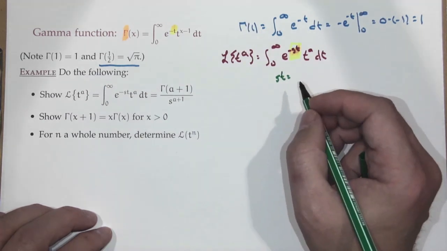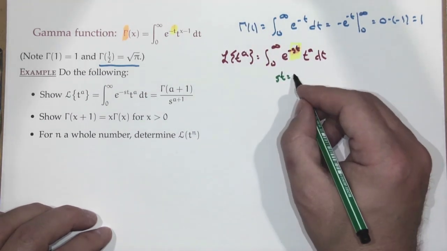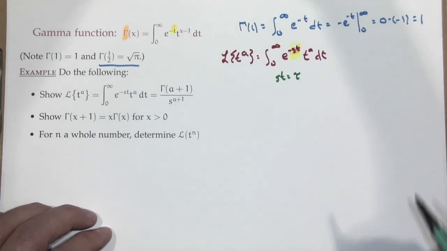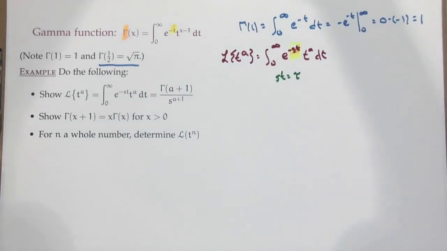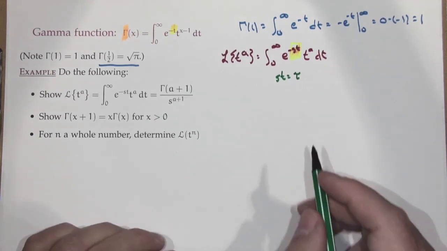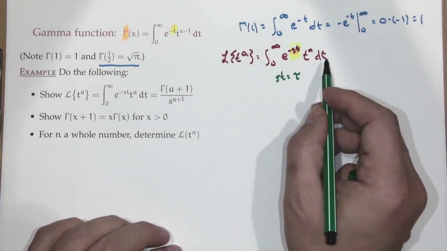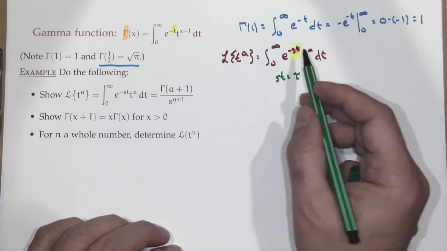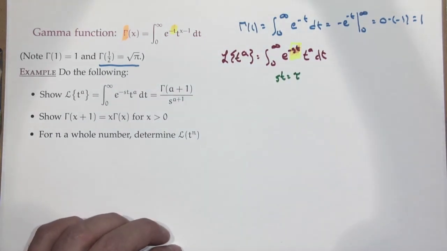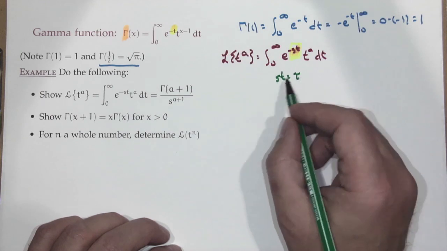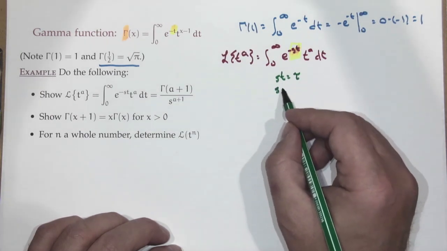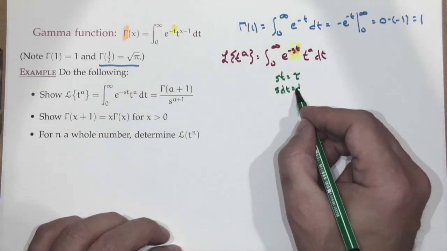We're learning a lot of Greek letters. We learned about gamma. Let's call it tau. Now, taking the derivative. So remember, t is the variable. S is just a fixed number as far as this integral is concerned. So when I take the derivatives here, I'll have s dt equals d tau.